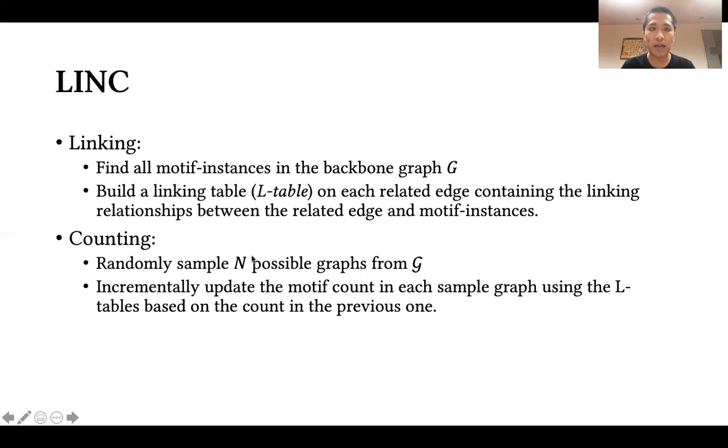Based on this finding, we developed a new algorithm, LINC. It contains two stages, the linking stage and the counting stage. In the linking stage, we find all motif instances in the backbone graph G, and then we build a linking table on each related edge, containing the relationships between the edges and the motif instances. In the counting phase, we randomly sample n possible graphs from G, and for each sample, we incrementally update its motif count based on the count in the previous one with the help of the link table we built in the first phase.